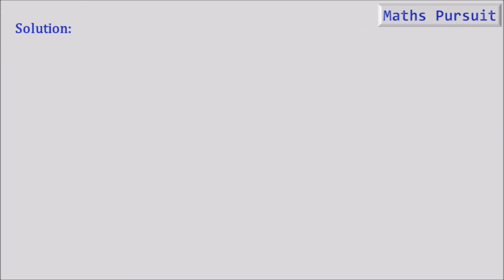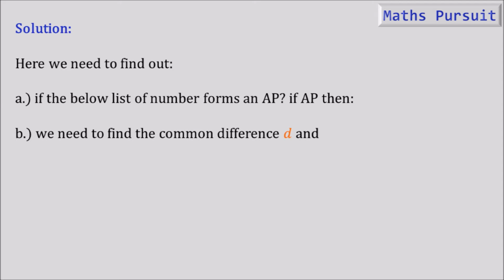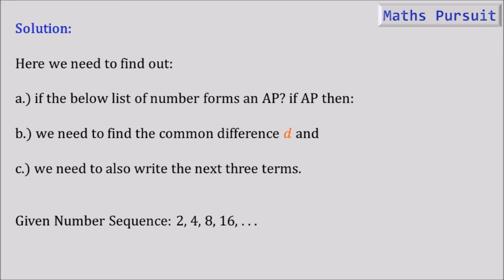Now moving on to the solution. Here we need to find out if the below list of numbers forms an AP. If it is an AP, then we need to find out the common difference D and also write the next 3 terms. The question is pretty clear: we need to find out if the given numbers form an arithmetic progression. If they do, then we need to find the common difference and also the next 3 terms. Okay, so the given number sequence is 2, 4, 8, 16.